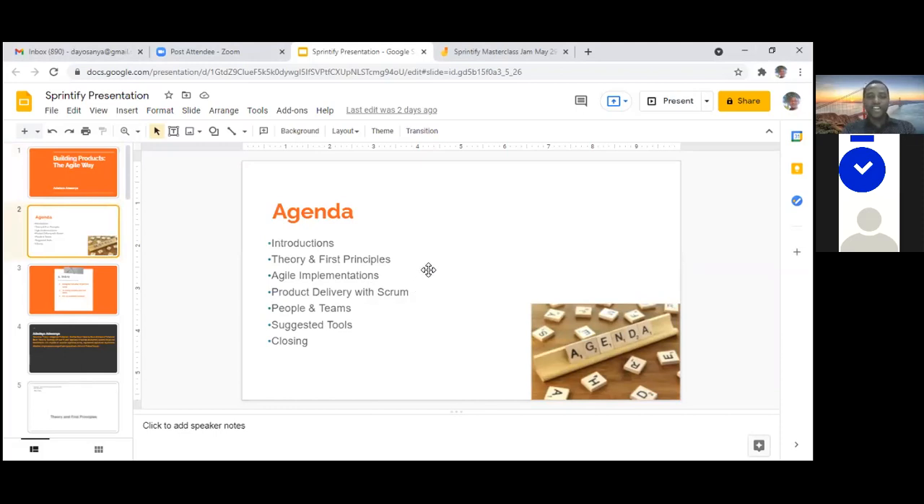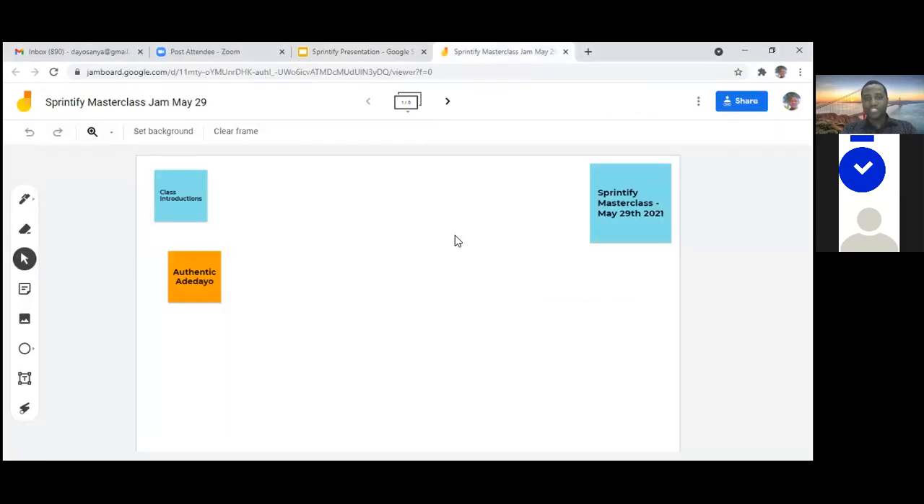So because this class is going to be interactive, I prepared a Google Jamboard. If you look at the chat box, I don't know if we can access the Google Jamboard. Can any of you access this Google Jamboard you see on the screen? Hello, guys. I have accessed it. You can access it. Can everyone access it? Yes, I can.